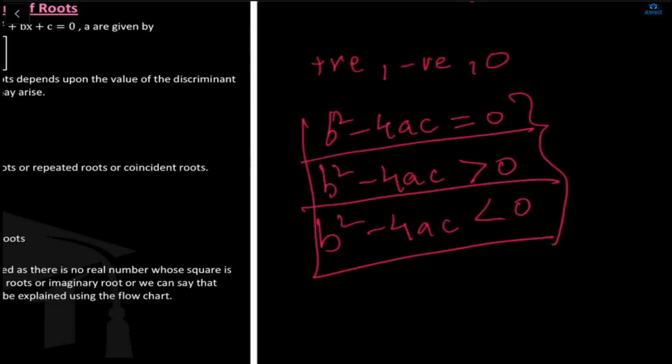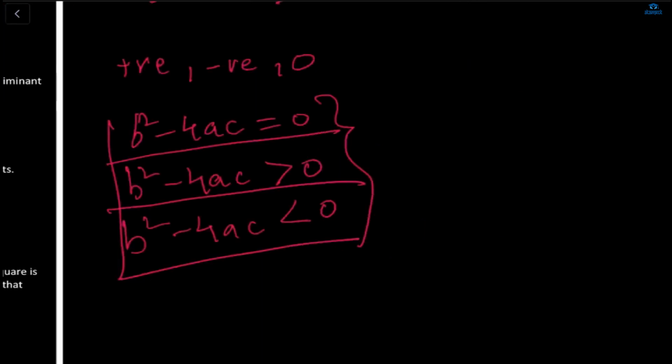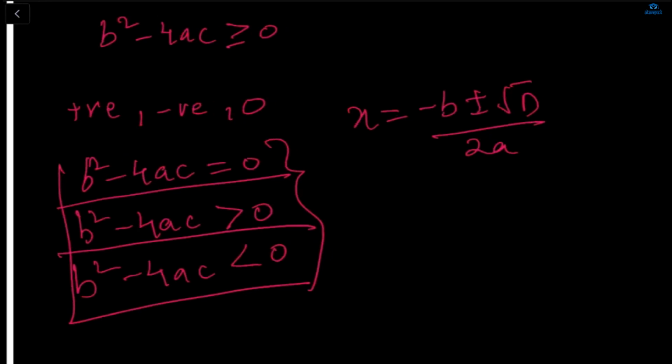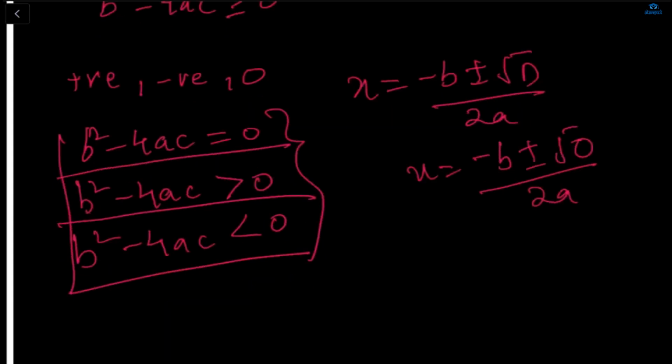Now, if b square minus 4ac is equal to 0, you will get equal roots. How? Just see here in the equation. What is the value of x? x is equal to minus b plus minus root D upon 2a, and D's value is b square minus 4ac. If b square minus 4ac is equal to 0, then minus b plus minus root 0. So this you will get 0. Yes or no? So what will you get?